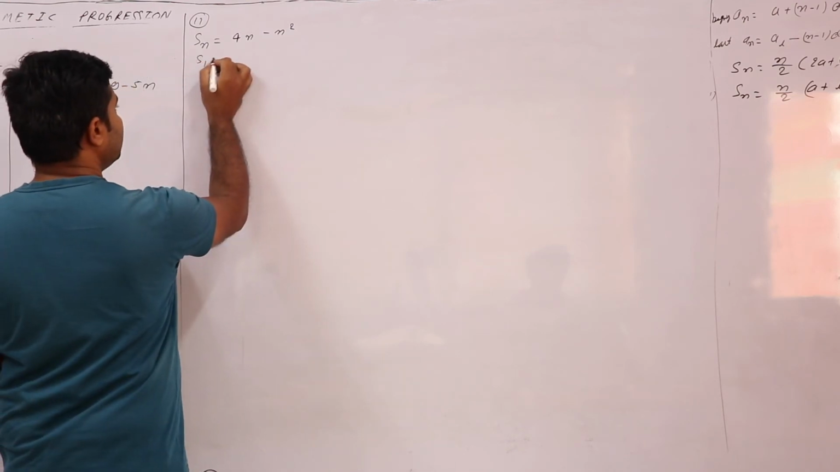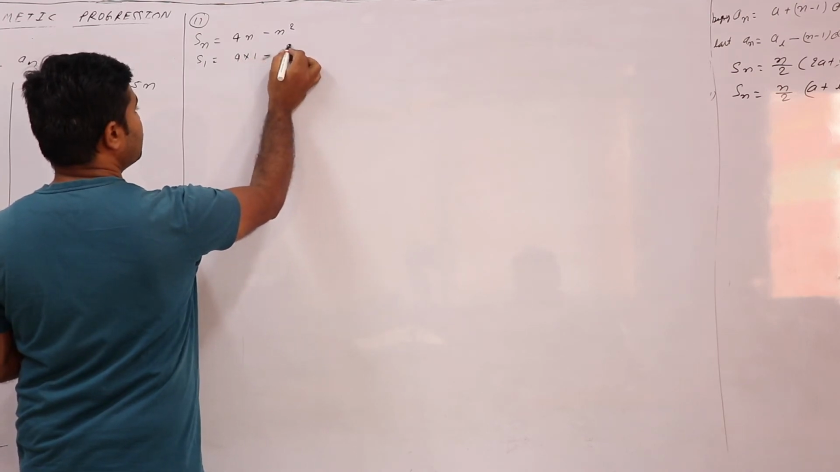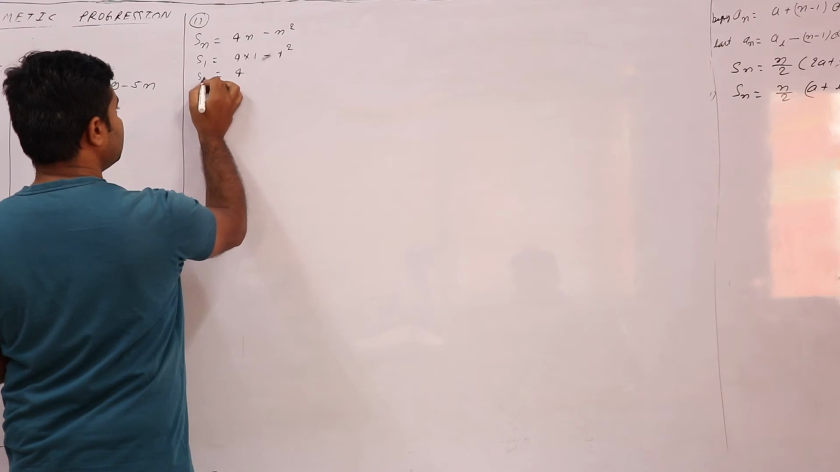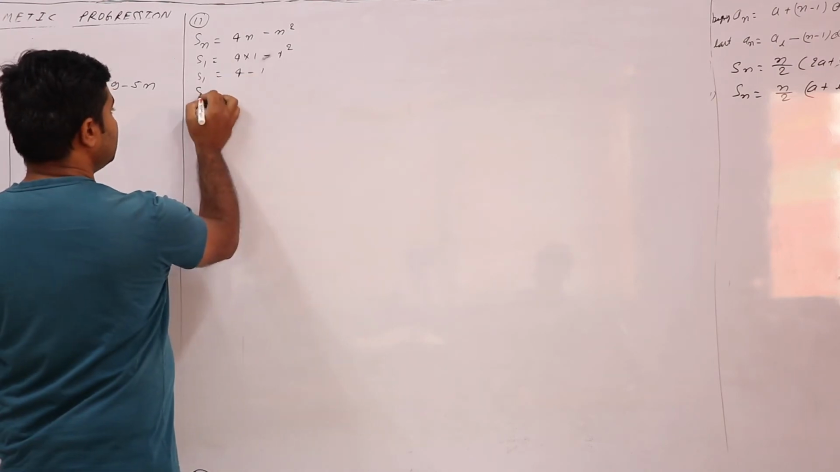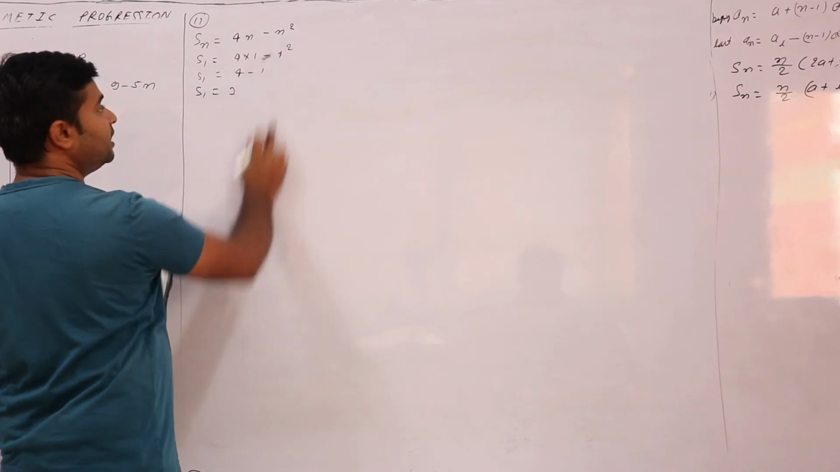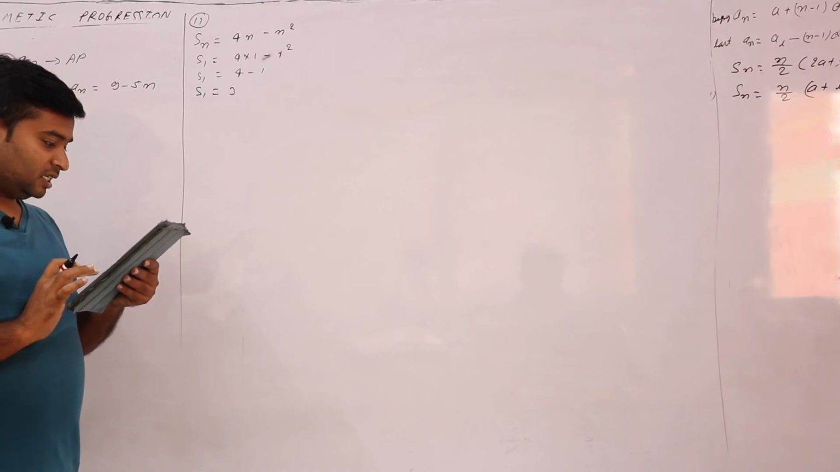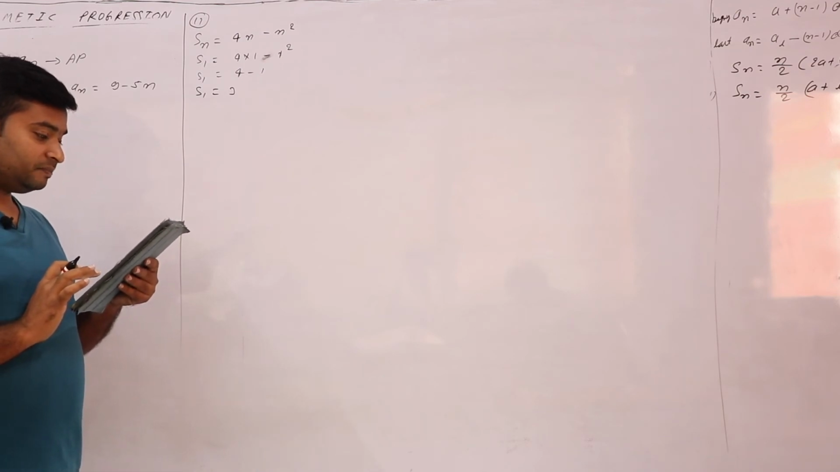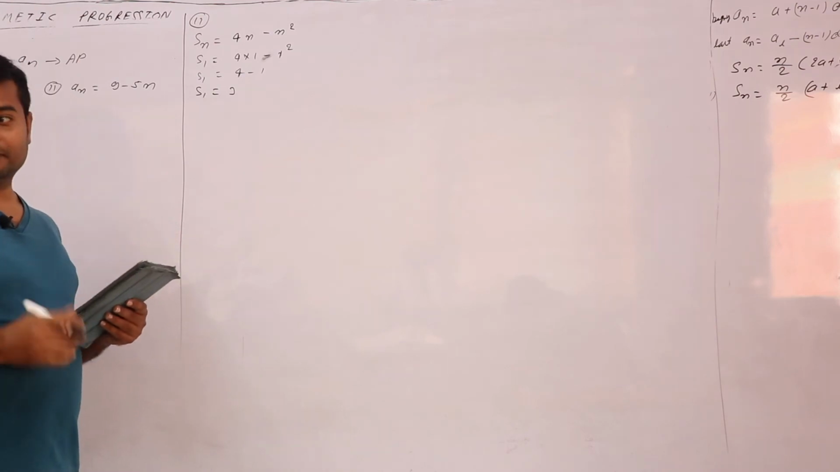So S1 is equal to 4 into 1 minus 1 square, which is 4 minus 1, so 3. S1 is equal to 3. Next question asks what is the sum of the first two terms.